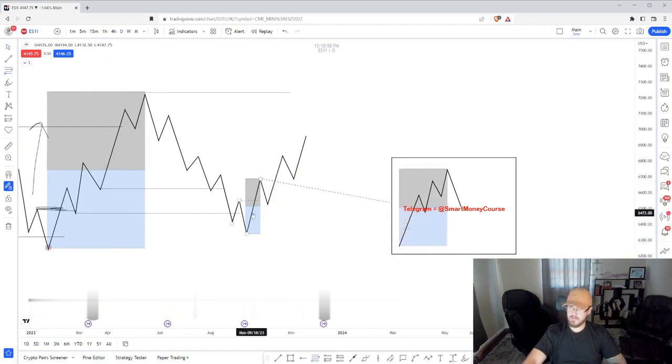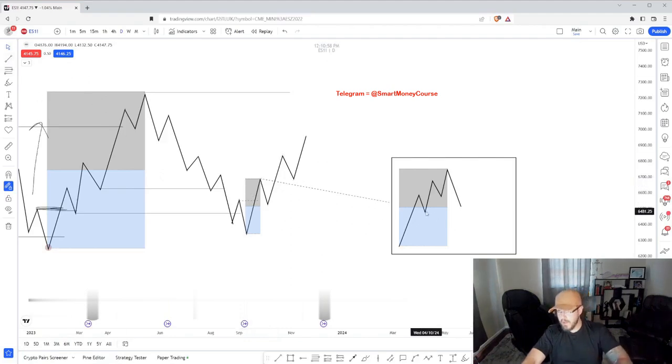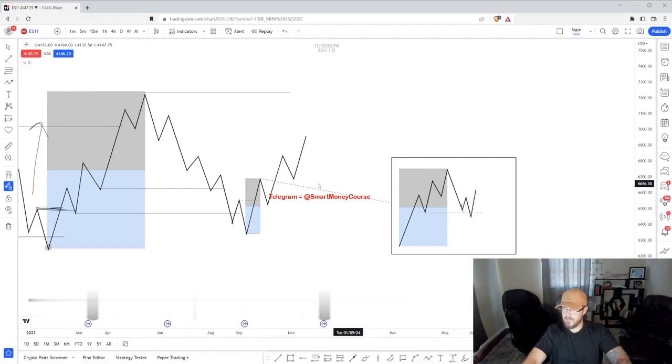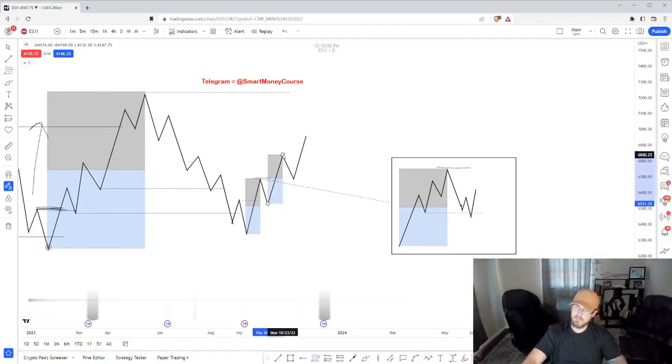So let's say we're just zoomed in on this. We have a low right here. We'll say price, oops, wrong tool. Price comes down below it and shifts up. That tells us that you are shifting up and you're going for this high, which is right here.